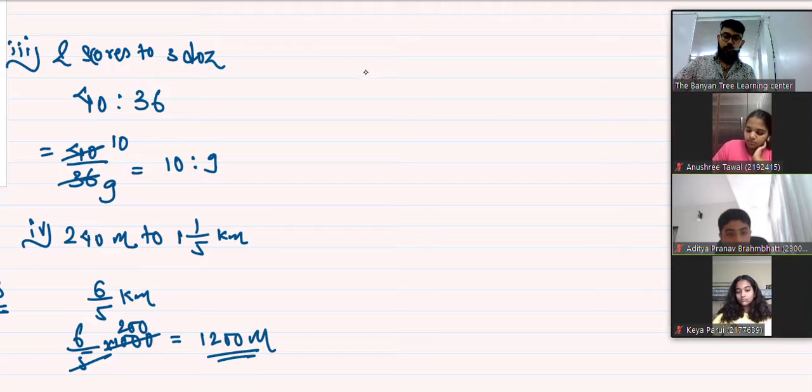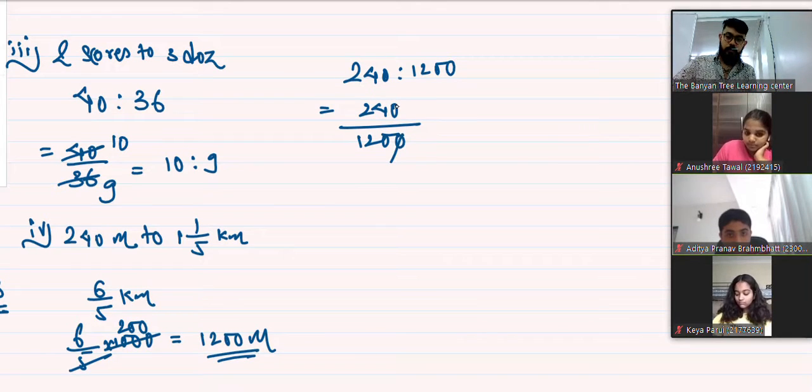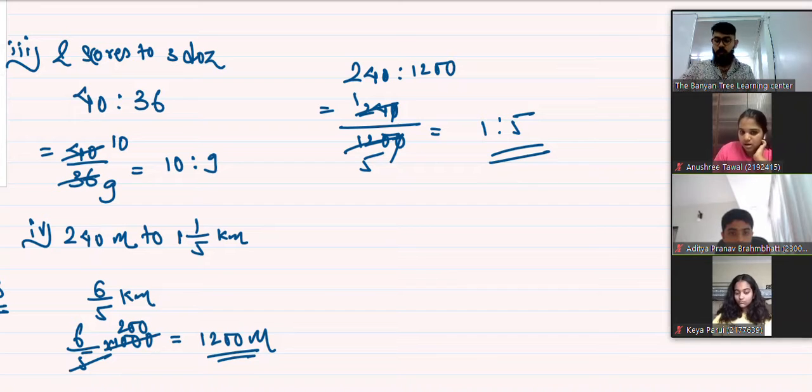So basically we have to find the ratio of 240 is to 1200. That is 240 upon 1200. 0 0 cuts. 24 ones are 24, 24 fives are 120, and the answer is 1 is to 5. If you know the tables, your calculation automatically will become quicker and you will get the answer easily. 1 is to 5. I'm sure these basic things are clear to you.